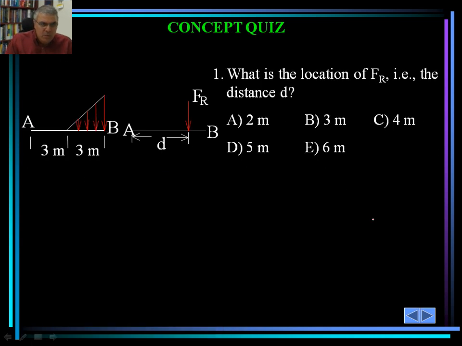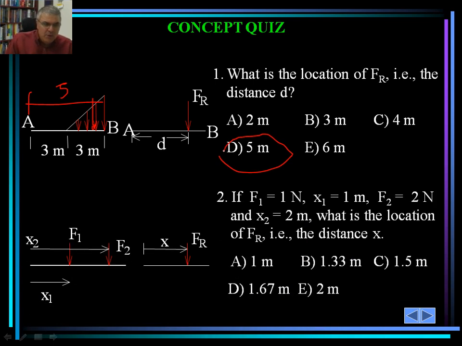Okay, so what is the location of F sub r? The distance d in this case. This is a very interesting problem because this would be applied 2/3 from here, so this distance would be 2, so it's 3 plus 2, that is 5, right? So the correct answer is D.